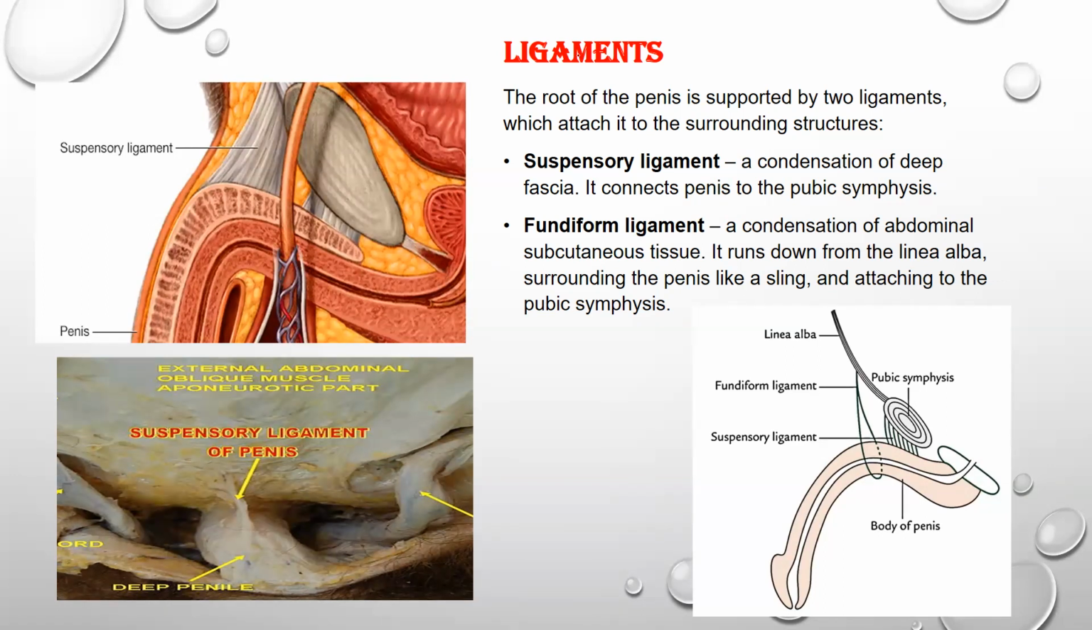Okay. Now ligaments. The root of the penis is supported by two important ligaments which attach it to the surrounding structure.